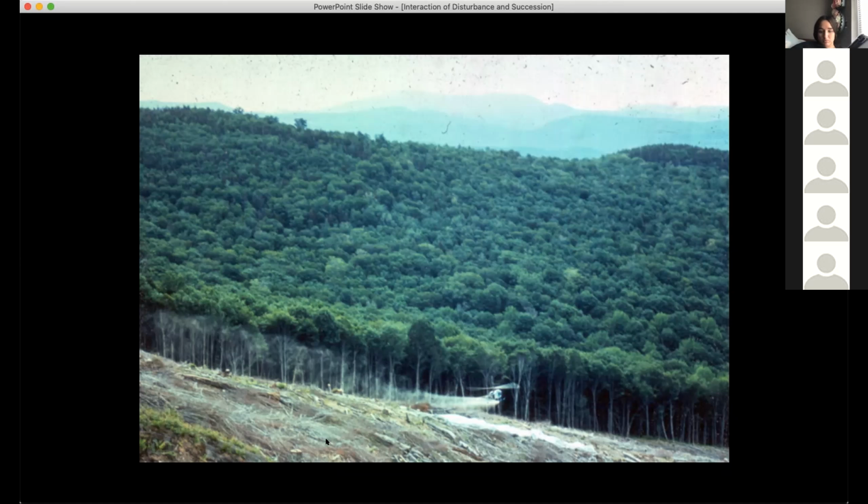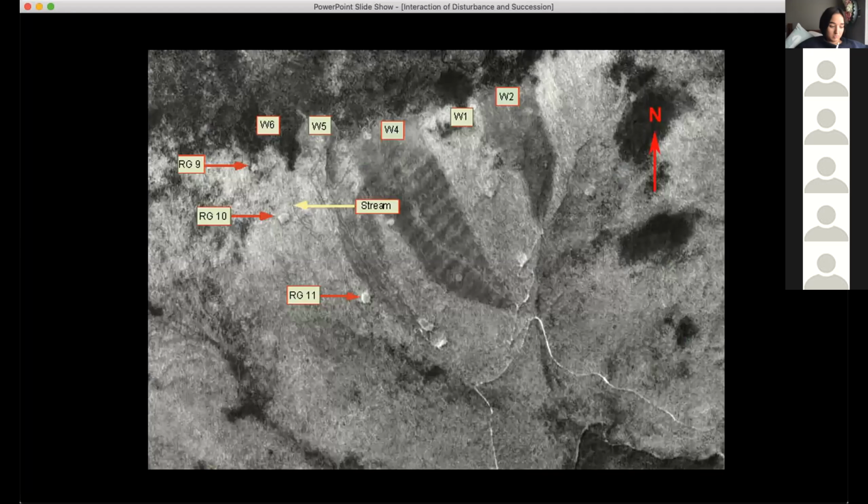What is the role of them in allowing this ecosystem to retain its nutrients rather than have those nutrients flow out of the ecosystem through stream flow, basically. So they clear cut a number of these plots.